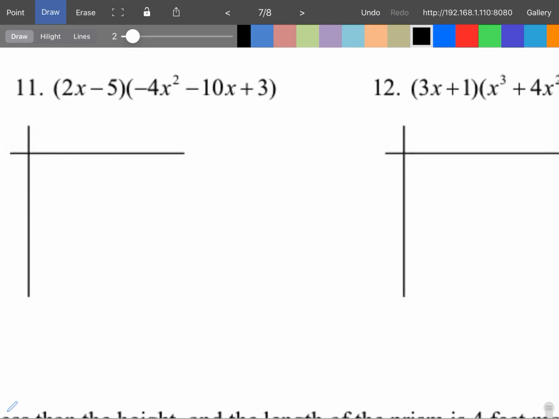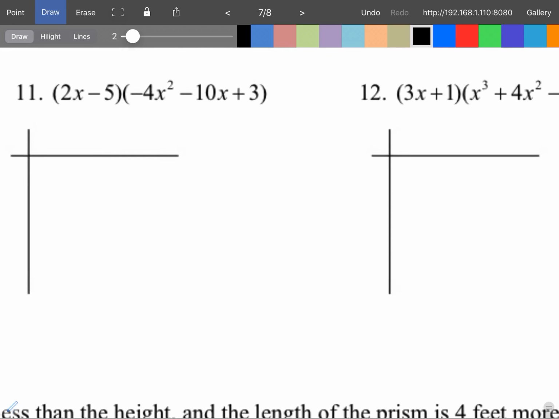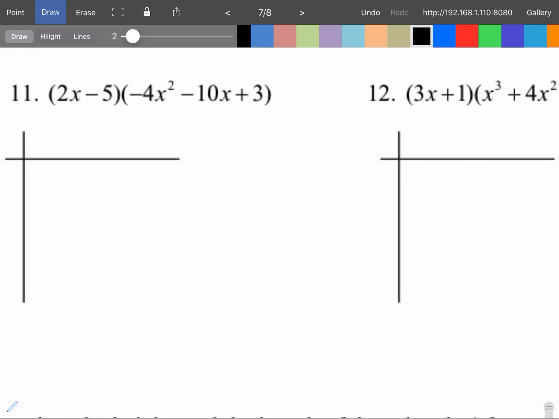Well, I think we'll do maybe this is the last one. So let's do this number 11. So same thing, we're going to distribute twice. So we're going to distribute the 2x onto all three terms. And then we're going to distribute the negative 5 onto all three terms.